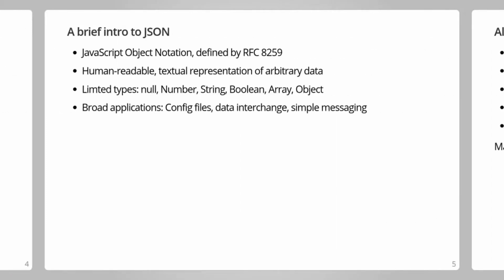Of course, I expect most are familiar with what JSON is. It's the JavaScript Object Notation as defined in RFC 8259. Basically, it's a human-readable textual representation of arbitrary data. Compared to Go's type system, it's very limited, of course. It has just 5 basic types plus null. But it is used for many, many things, from configuration files to REST APIs. Uses are endless.